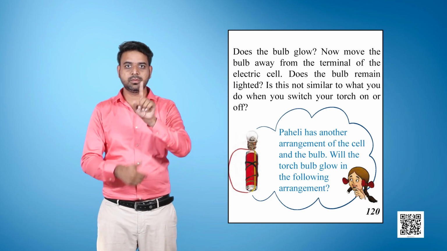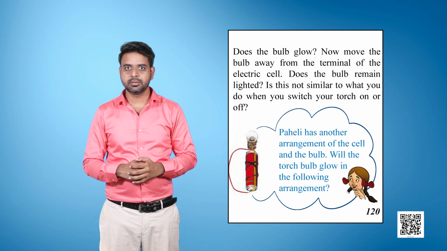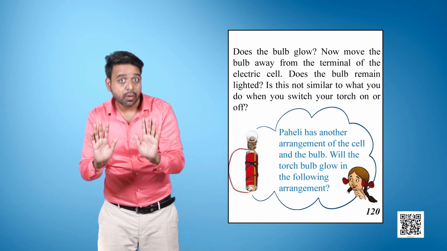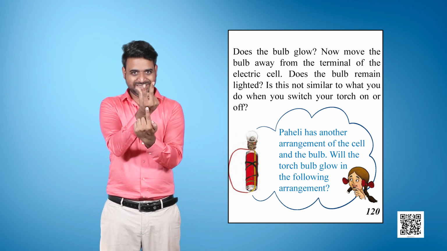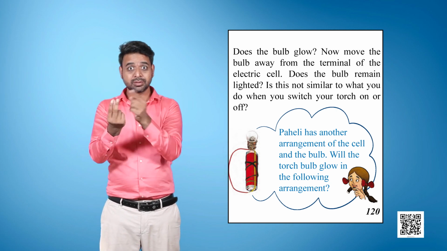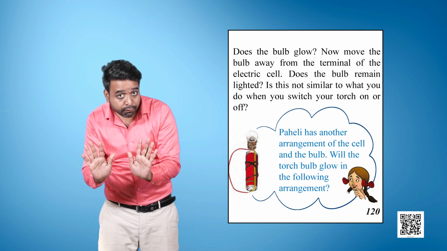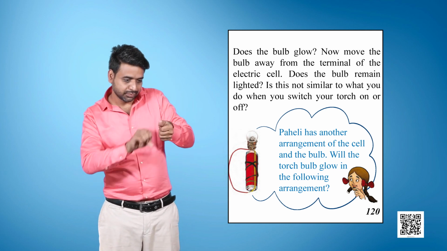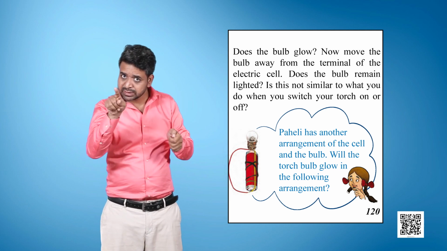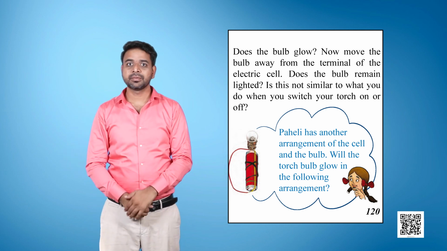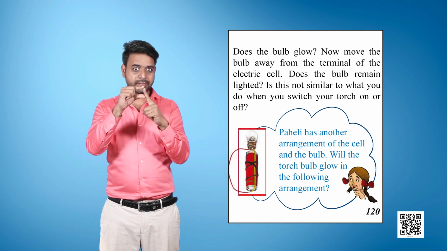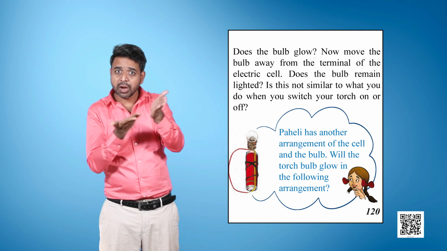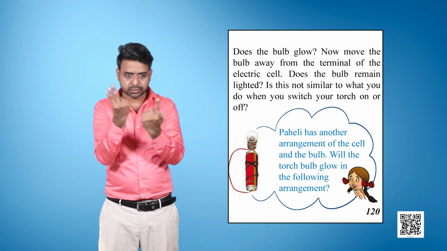Page number 120. Does the bulb glow? Now move the bulb away from the terminal of the electric cell. Does the bulb remain lighted? Is this not similar to what you do when you switch your torch on or off? Paheli has another arrangement of the cell and the bulb. Will the torch bulb glow in the following arrangement?